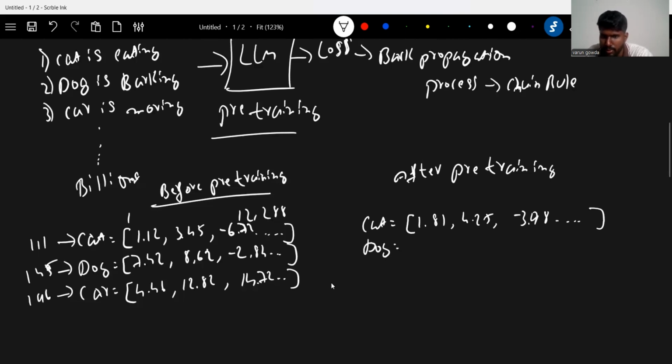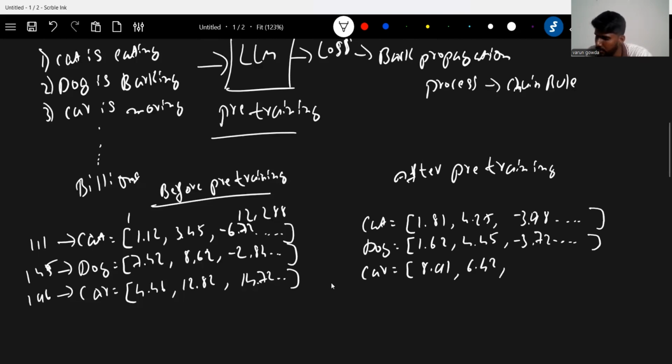For dog also, the updated embedding might look like 1.62, 4.45, minus 3.72. Similarly, it will still have 12,288 dimensions. For car, let's say we have something like 8.191, 6.42, 12.38. These numbers will continue till 12,288 dimensions.